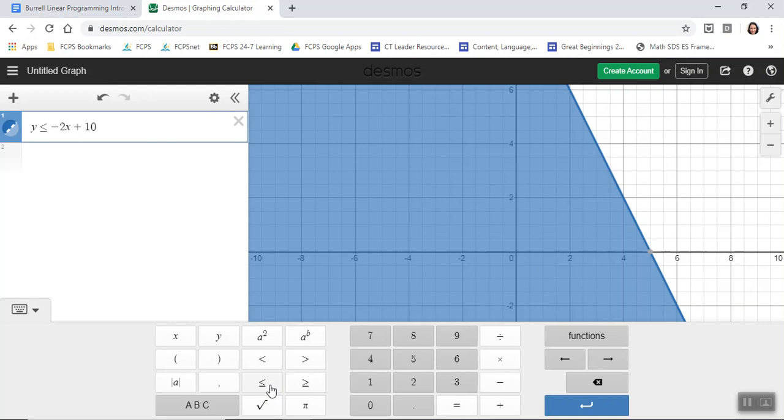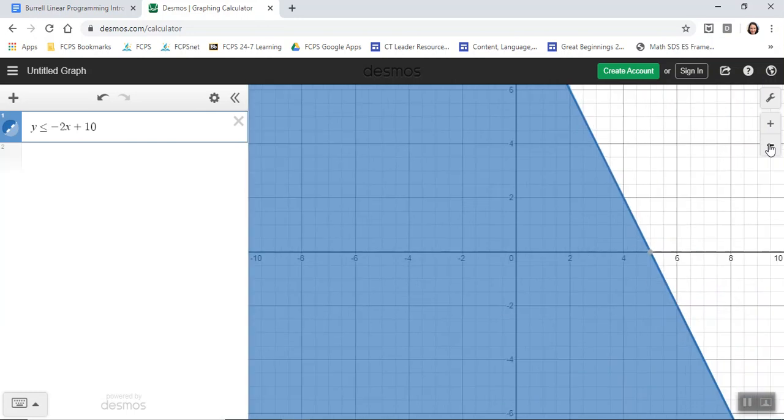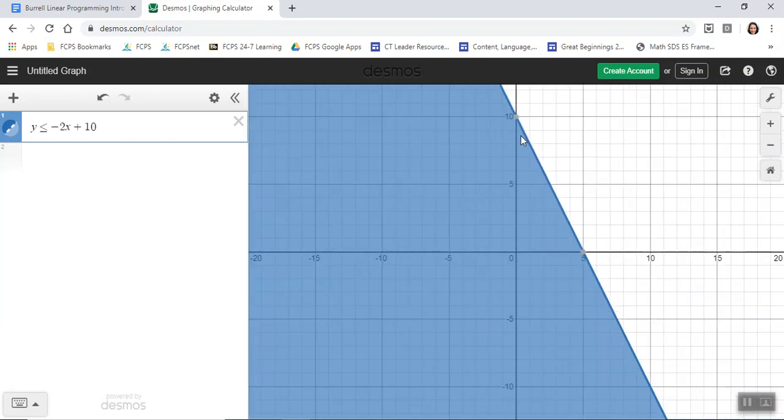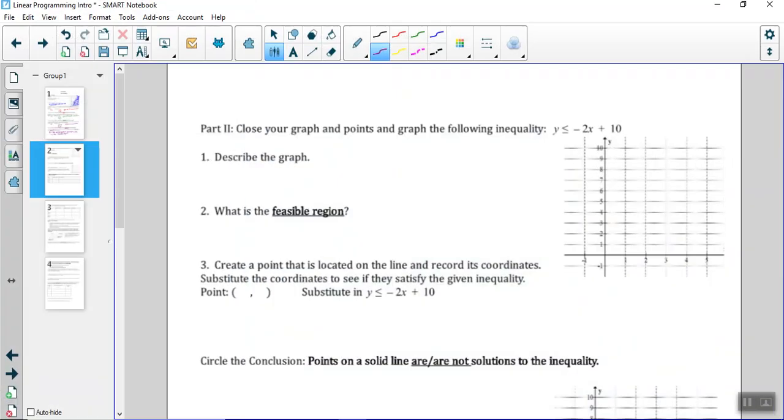Okay, and I can't really see the y-intercept, so I'm going to zoom out a little bit. Okay, so now I can see a y-intercept at 10 and an x-intercept at 5. I can see a solid line, and I can see that it's shaded below. So that's what I'm going to do here. Y-intercept at 10, x-intercept at 5, a solid line, and it was shaded below the line.